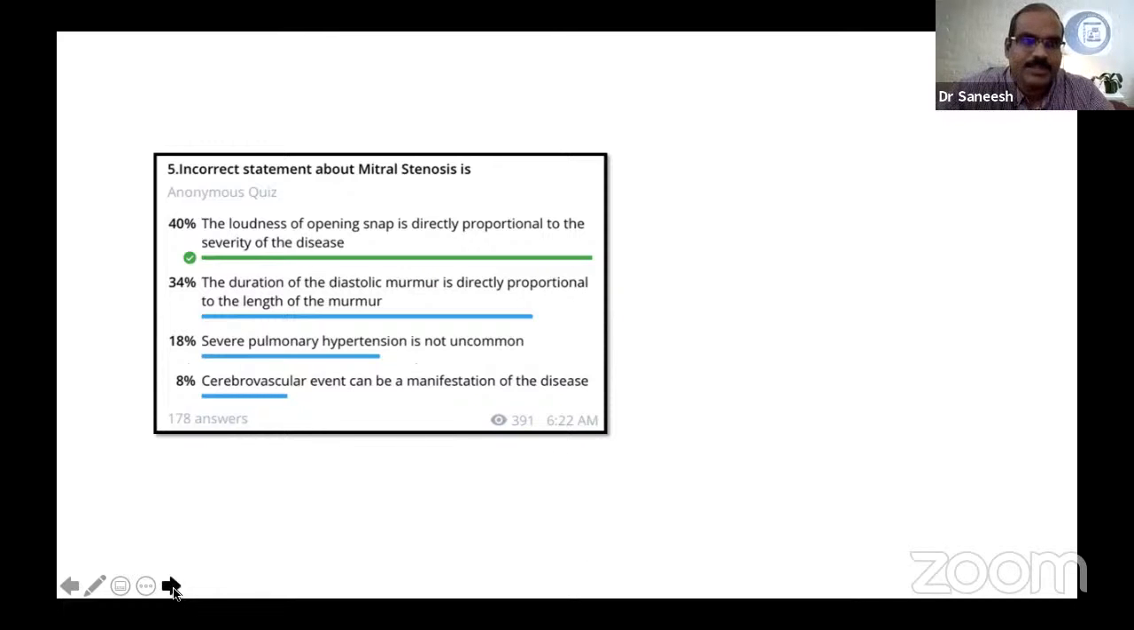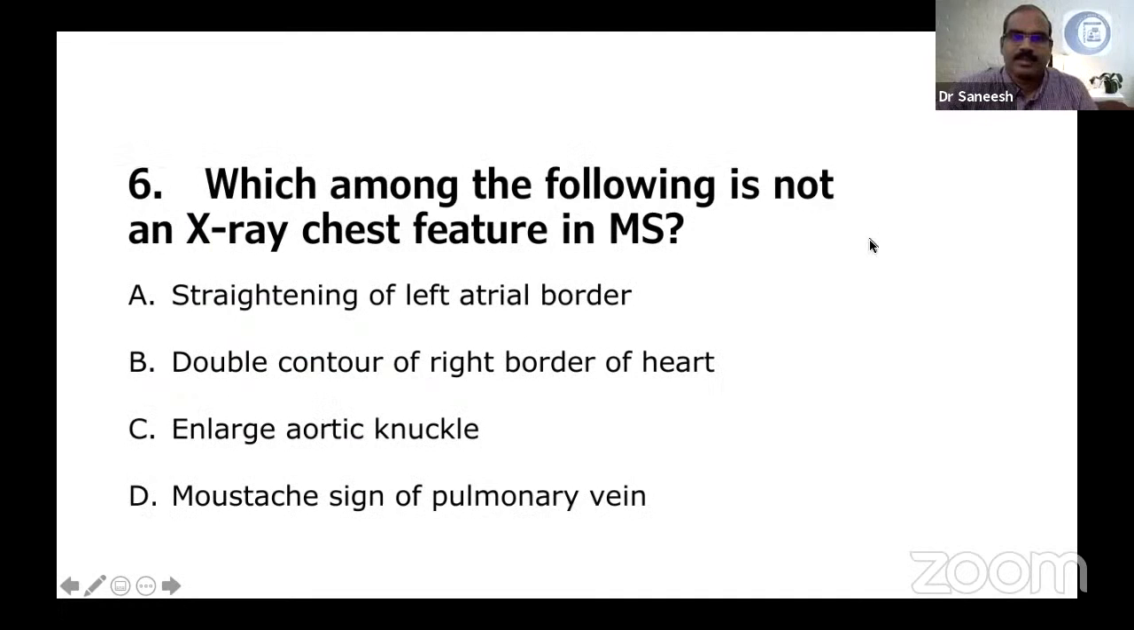Okay, fine. Next question. Which among the following is not an X-ray chest feature in mitral stenosis? Straightening of left atrial border, double contour of right border of heart, enlarged aortic knuckle, mustache sign of pulmonary vein. Again, this was discussed during the case discussion itself. Yeah, poll window is there. Yes, 5 more seconds.